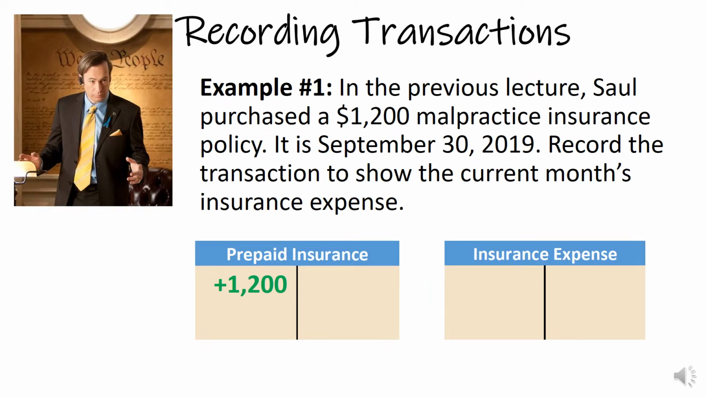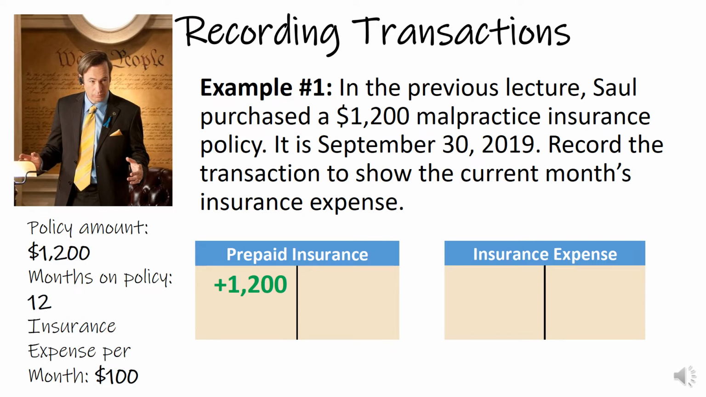So in the first example, we paid for $1,200 worth of insurance to protect our law firm from malpractice. It's now the end of the month, and we need to show that we only have 11 months remaining of this prepaid insurance policy. The total policy amount was $1,200. There are 12 months on the policy, so therefore, we can average out our insurance expense at around $100 per month.